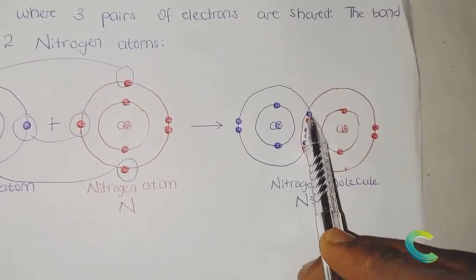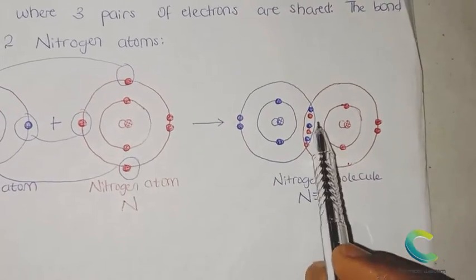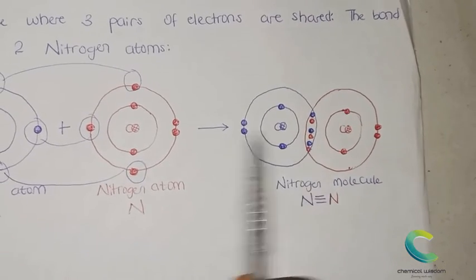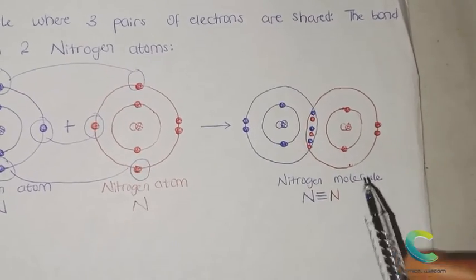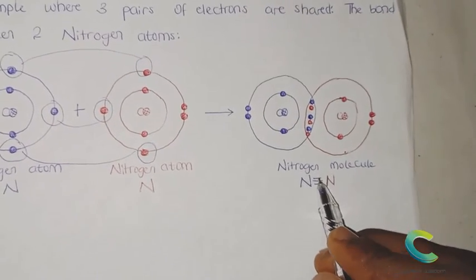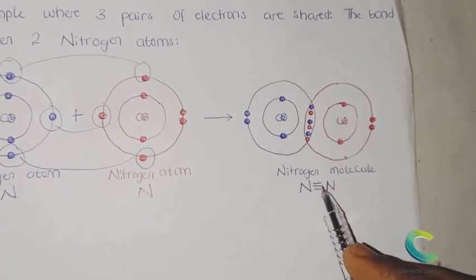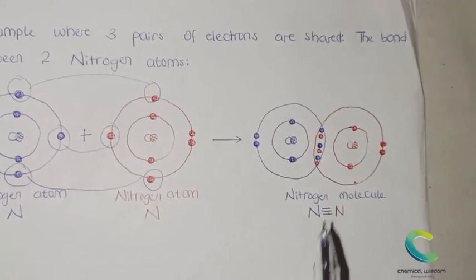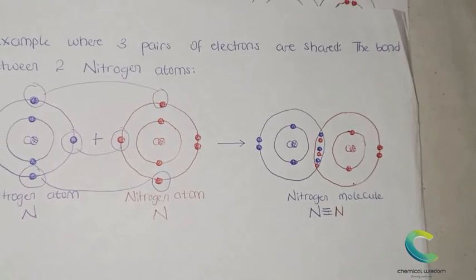We have the first pair, these 2. The second pair, these 2. We have the third pair, which is these 2. So that's why nitrogen molecule is represented with 3 lines. The first line represents the first pair, the second line represents the second pair, and the third line represents the third pair. So that's basically how covalent bonds are formed.